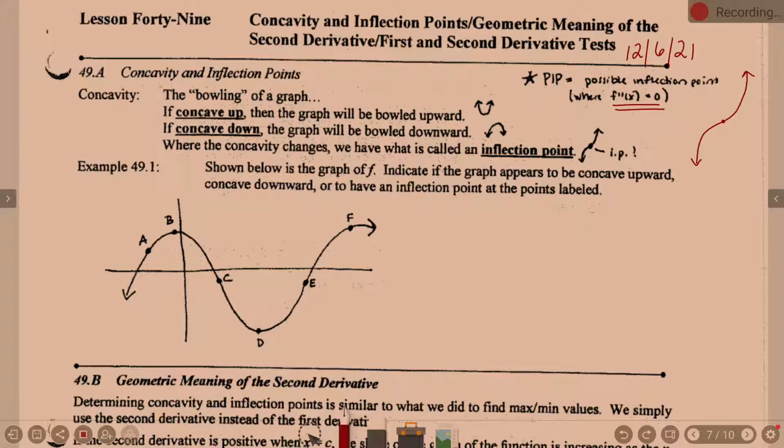Okay, so let's look at example 1 here and just make sure we have an understanding of what concave up versus concave down appears to be. Shown below is the graph of f. Indicate if the graph appears to be concave upward, concave downward, or to have an inflection point at the points labeled. So concave up, I'm going to use CU. Concave down, I'm going to use CD. And inflection point is IP. So we have to do A through F: A, B, C, D, E, and F. And we're going to talk about each of these points.